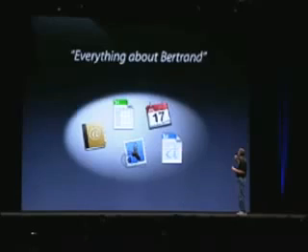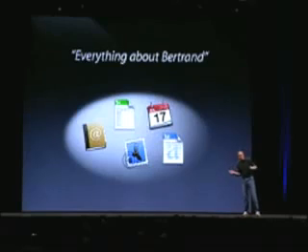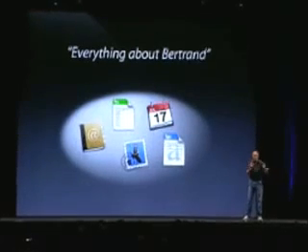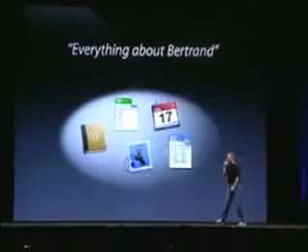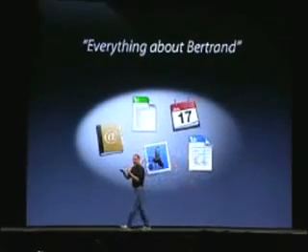But what if I want to do something like this? Give me everything about Bertrand. Any documents I've got, any mail messages, his contacts, any calendar events I've got scheduled. I'd have to go to all these apps, and even though it's really fast within each app, I still have to go to 3 or 4 apps, 5 apps to check everything out. Wouldn't it be great if I didn't have to do that?